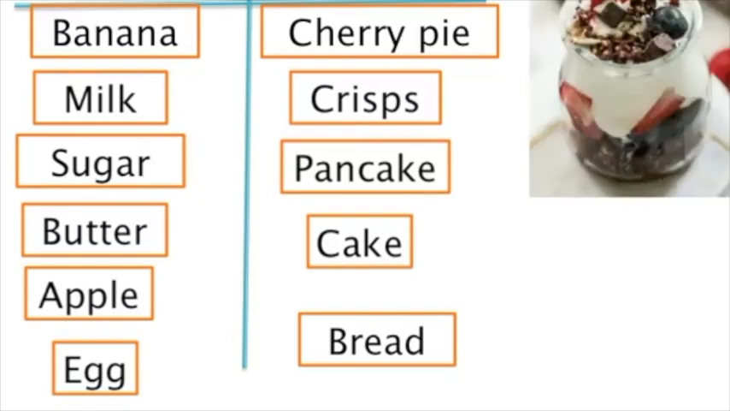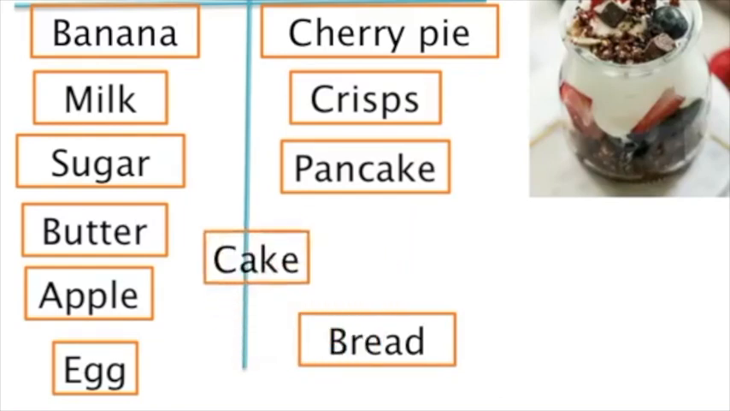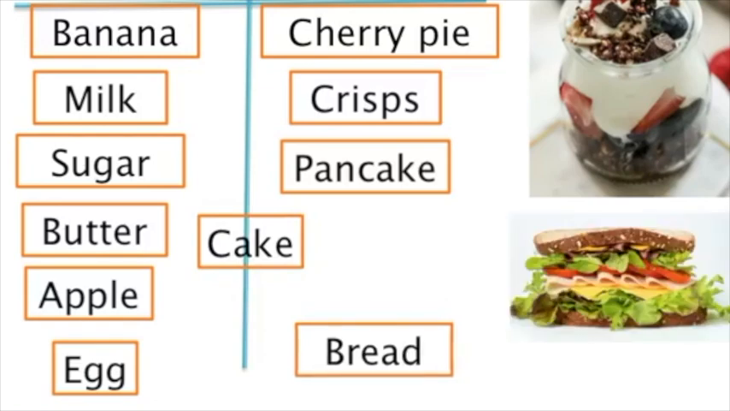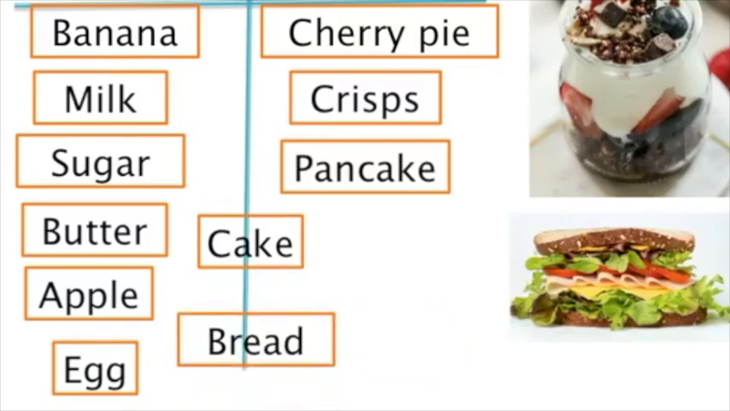Now, I said it was a bit of a mean question because actually, if you were making a trifle, then cake would be an ingredient. And same with a sandwich. You could definitely say that bread is an ingredient if you made a sandwich. So you can make things with the products as well.